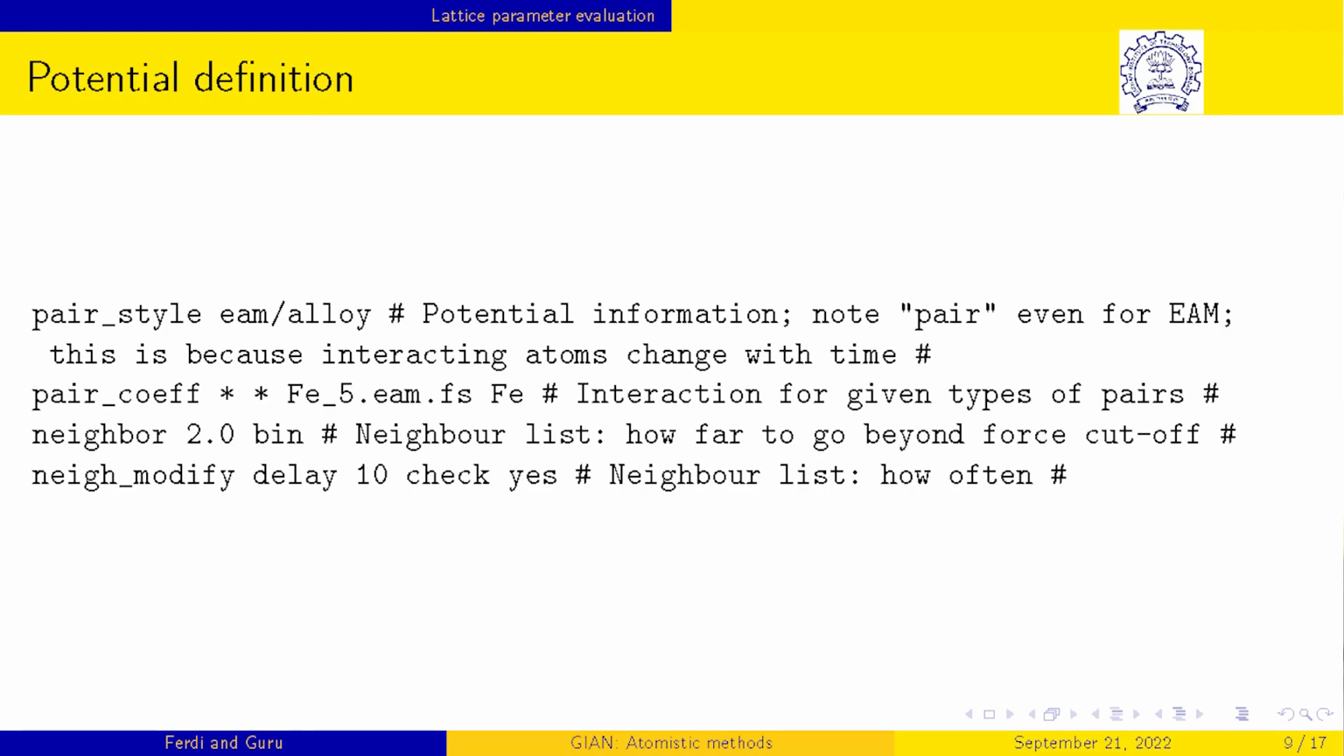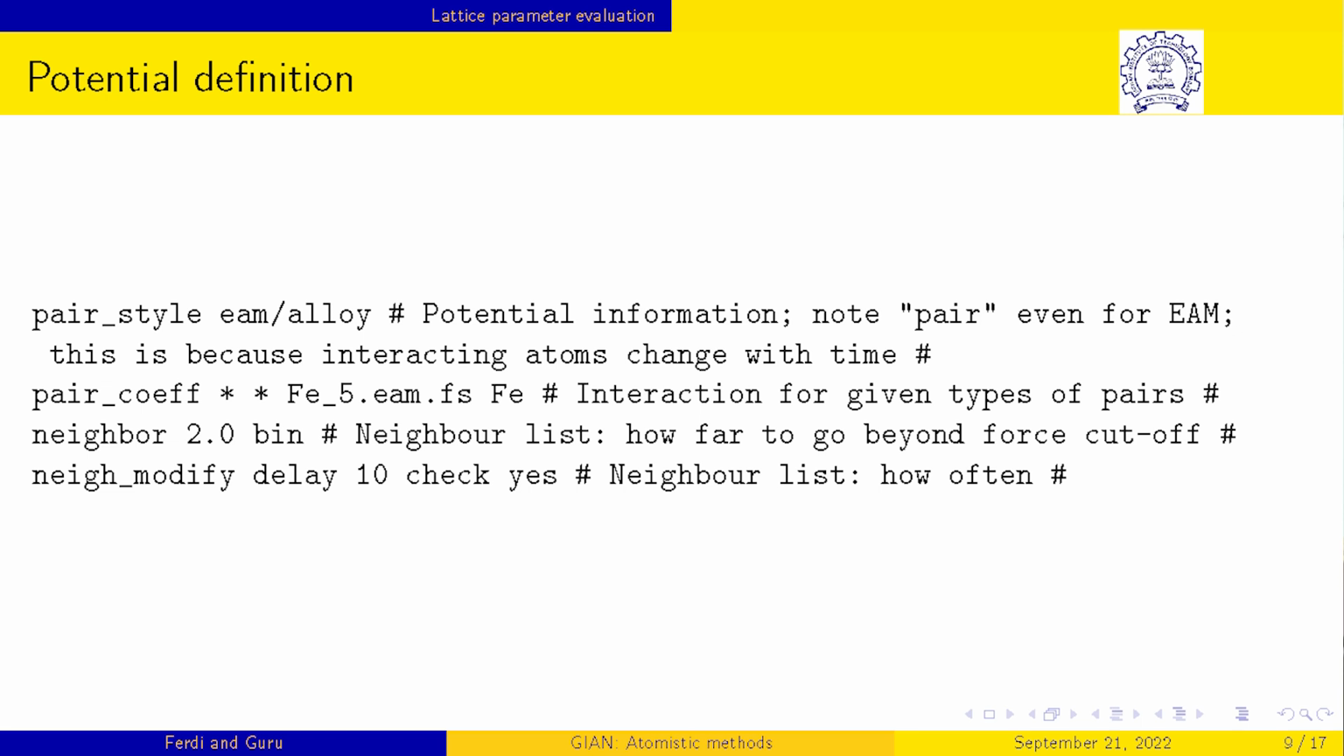Now you have to define the potential, and the potential is defined using pair style and pair coefficient. Pair style is EAM alloy, and even though it is a pure metal, we will still call it alloy, because the EAM for alloy is also the same.